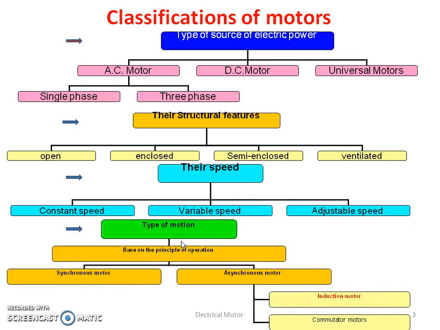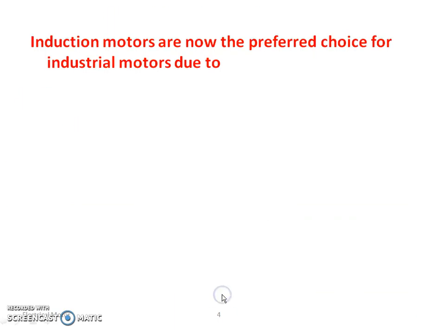Motors are also classified based on types of motion, that is based on principle of operation, whether the motor runs at the synchronous speed or it is an asynchronous motor. Asynchronous motors are induction motor and commutator motor. Now in this classification, induction motors are mostly used. Now why are induction motors preferred in industry?